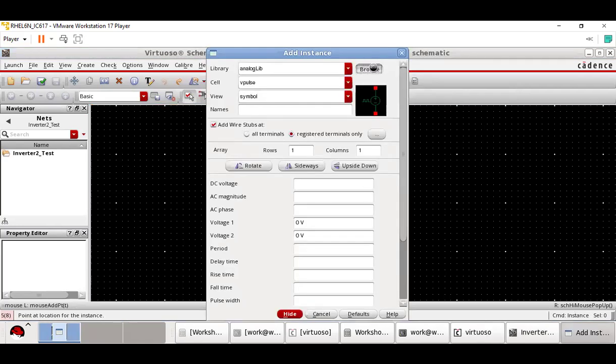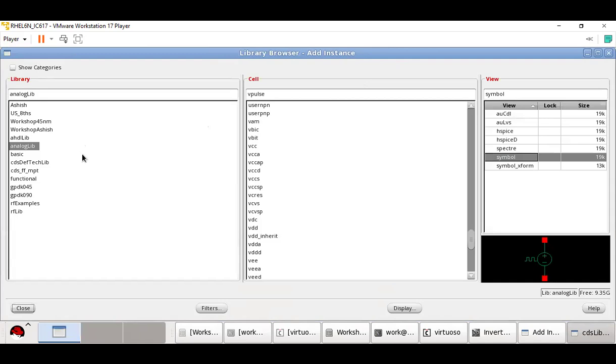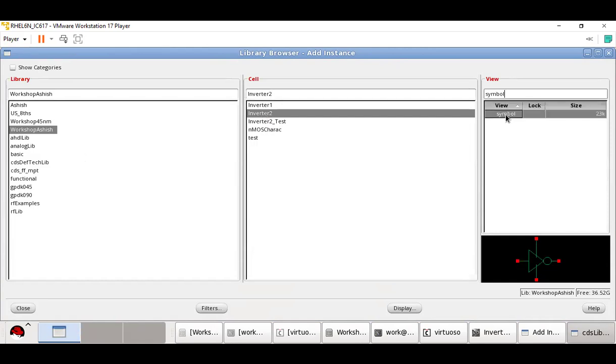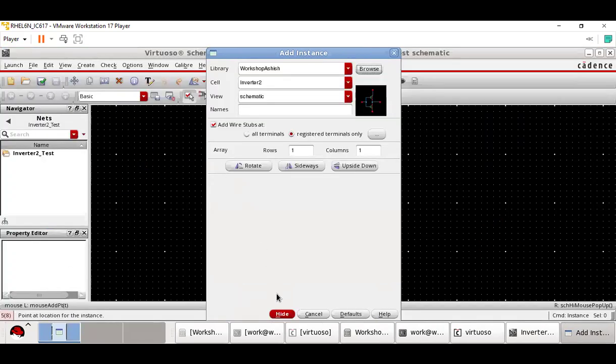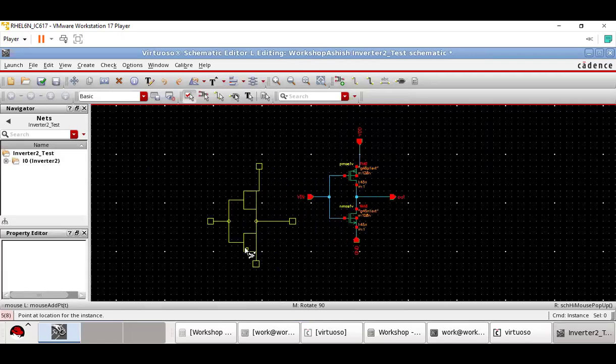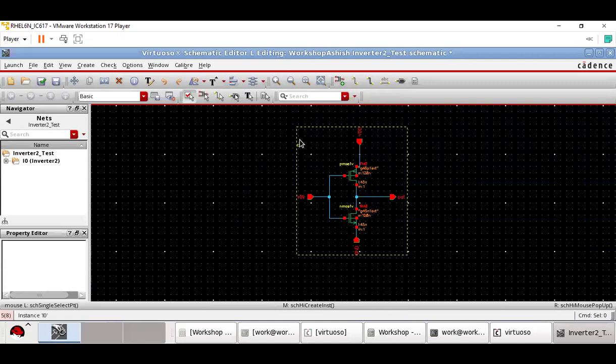Press I, go to this library. Now you see there is a library named Workshop Ashish. You click over here. There is inverter 1, inverter 2. There is a symbol of inverter 2. You close it. Hide. Okay, so it is now showing the whole inverter. We need to get the symbol.